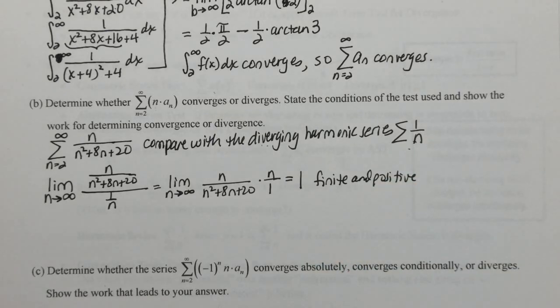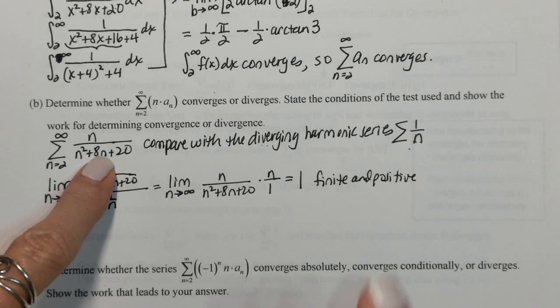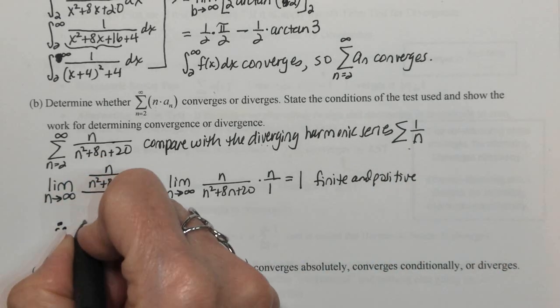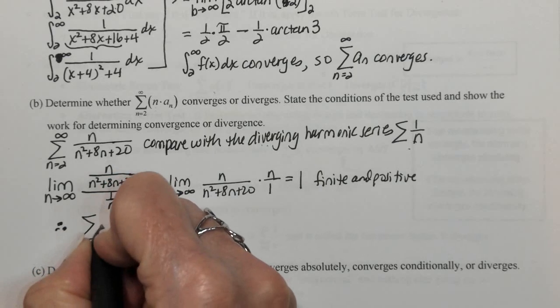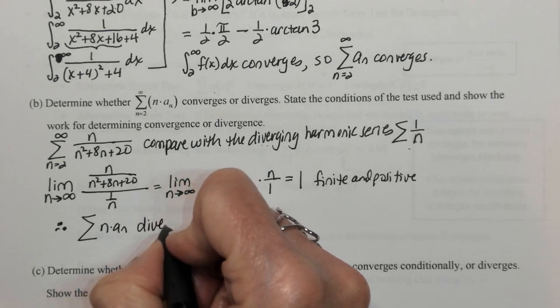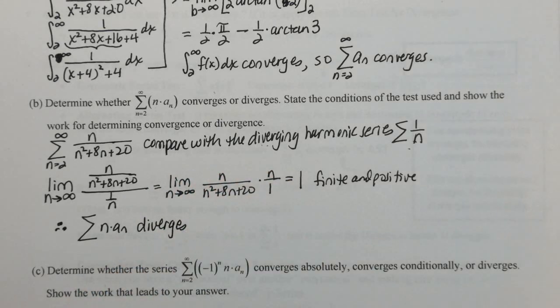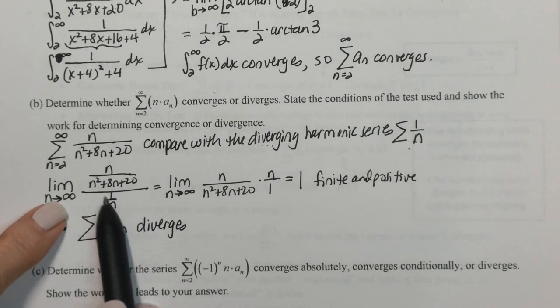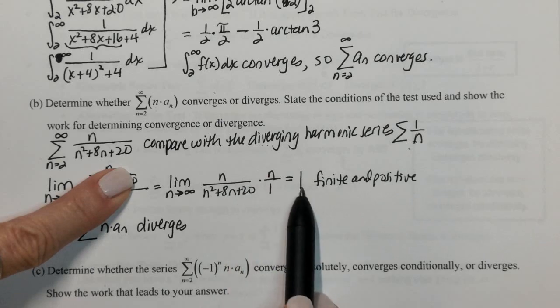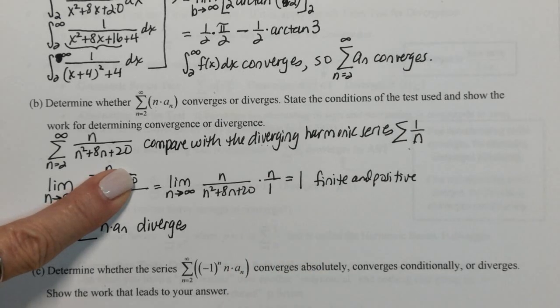Therefore, this series does whatever this series does. So that series diverges by limit comparison test. Okay? Alright, you don't have to show this step right here. You could have skipped right to this step, but you do need to say what that limit is. Alright.